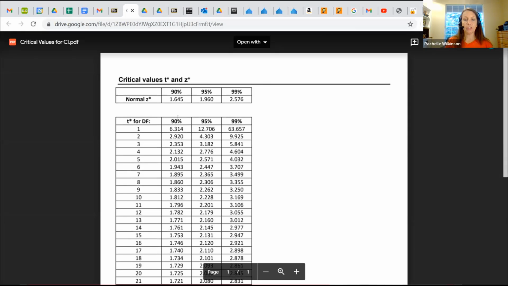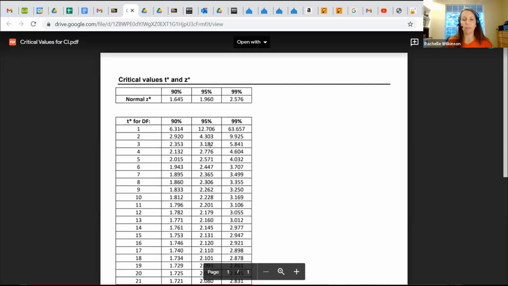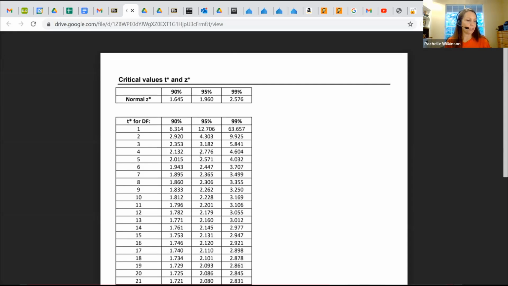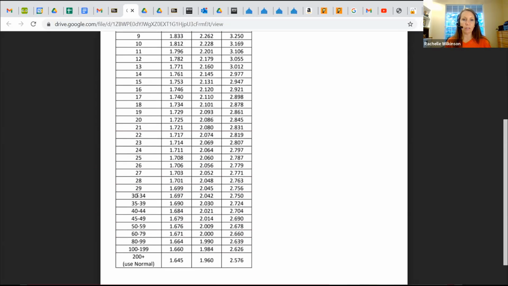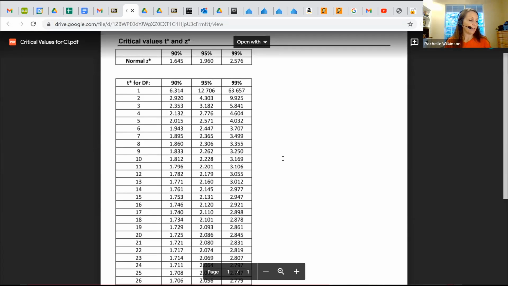Since the most common confidence levels are 90, 95, and 99, this table just gives a whole bunch of different degrees of freedom and their corresponding levels of confidence. For example, the first one that we just did had 30 degrees of freedom and 95% confidence. So I'd come down here to 30 degrees of freedom and 95% confident, and you can see it's 2.042.